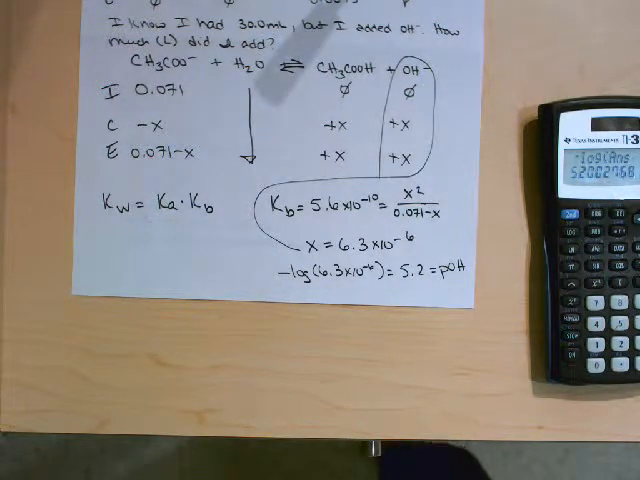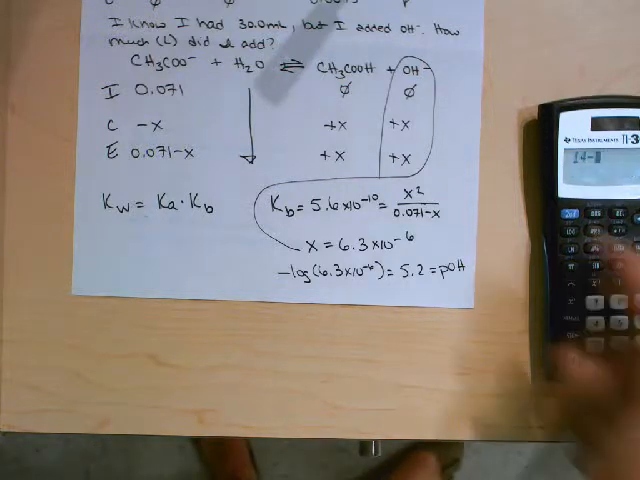Are you done? One last thing. I want the pH. So how do I get the pH from the pOH? 14 minus that.